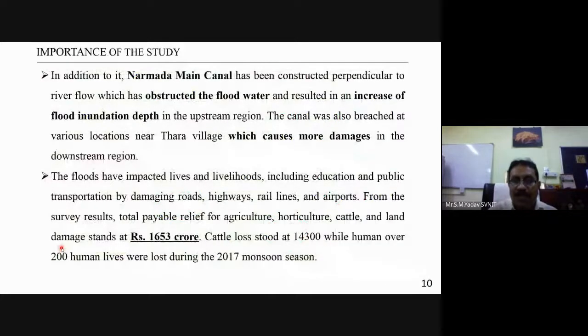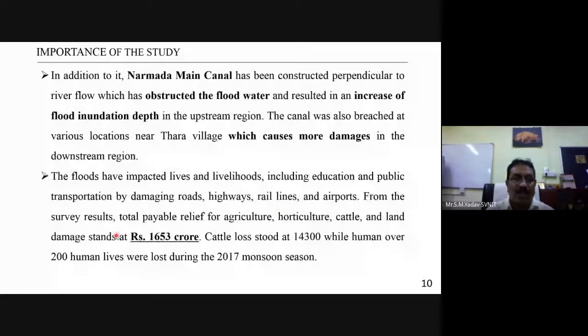So in addition to it, in this region, there is the Narmada Main canal, which has been constructed perpendicular to the river flow, which has obstructed the flood water and resulted in an increase of flood inundation depth in the upstream region. The canal was also breached at various locations near Thara village, which caused more damage in the downstream region. The flood has impacted lives and livelihoods, including education and public transportation, by damaging roads, highways, railway lines, airports.